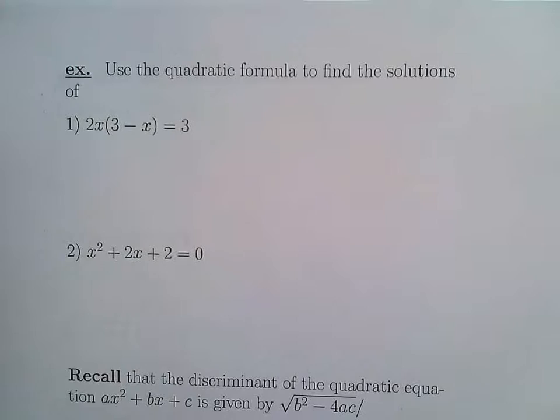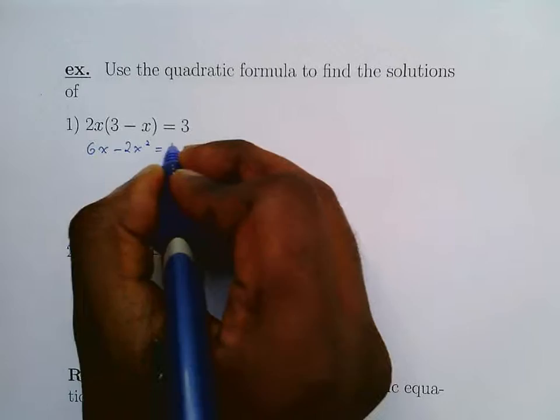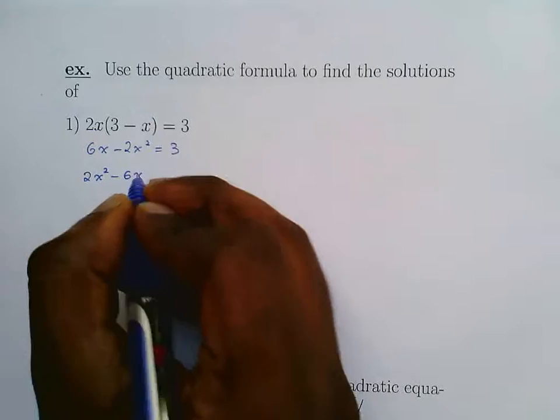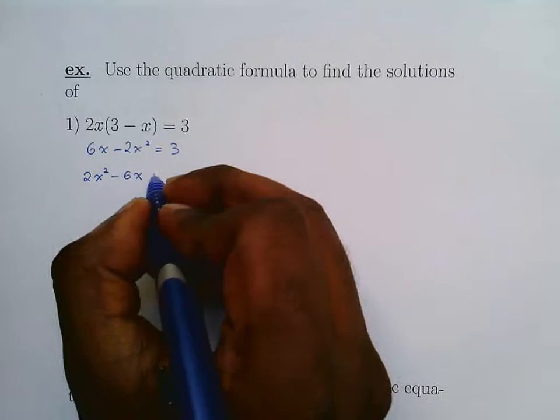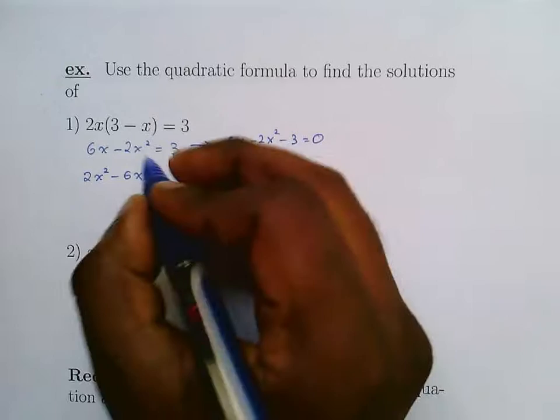Okay, now here just make the equation in standard form. So you get 6x minus 2x squared equals 3, or 2x squared minus 6x plus 3 equals 0. So how do you go about that? You get 6x minus 2x squared minus 3 equals 0. So change the sign. You get that.